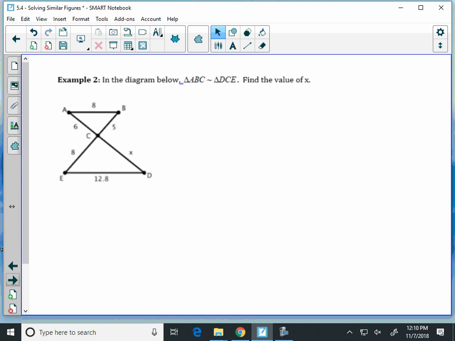In example 2, it says in the diagram below, triangle ABC is similar to triangle, it should be DEC. Thought I caught that. Find the value of x. So again, it's really helpful. Mark your angles. It tells you which side matches up with which. So A, B, C. 1 arc, 2 arc, 3 arc. They're going to follow the same pattern. D, E, or C.